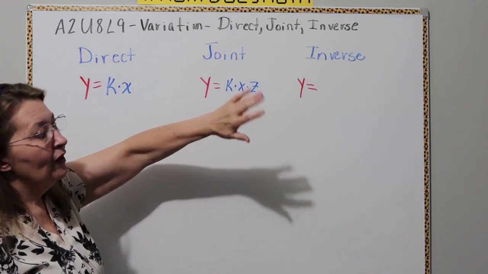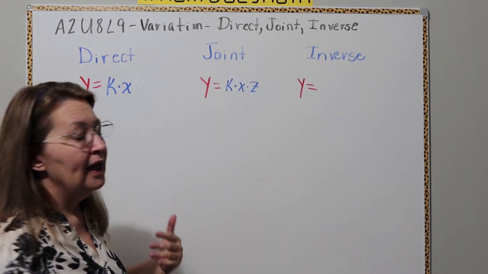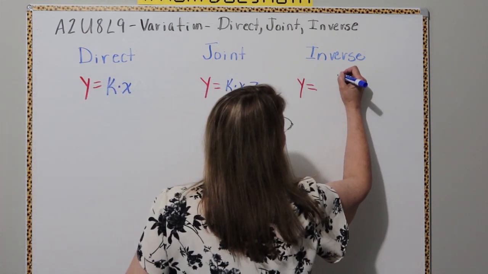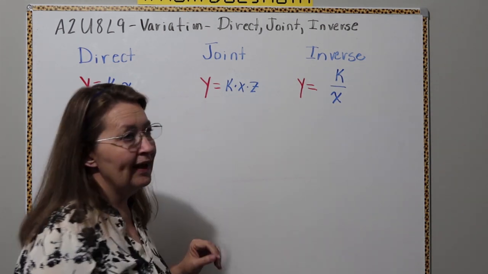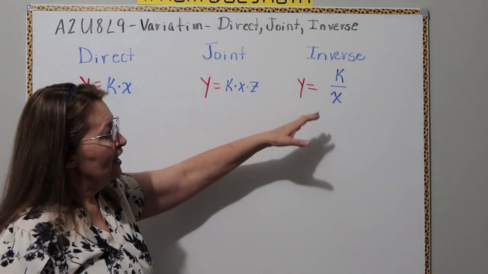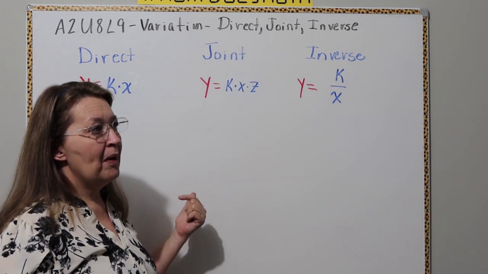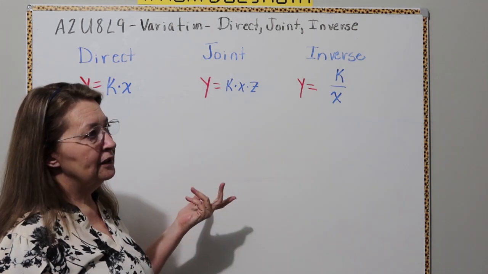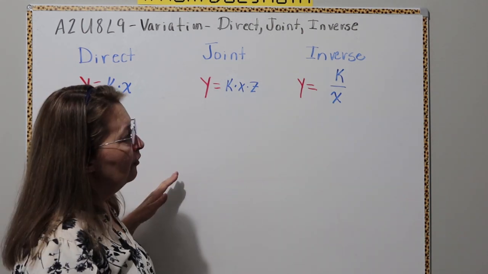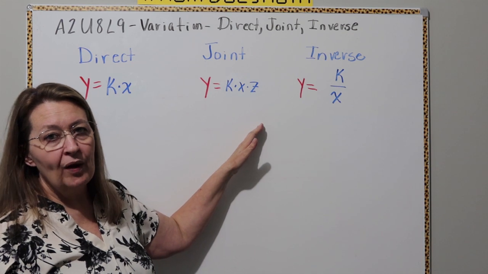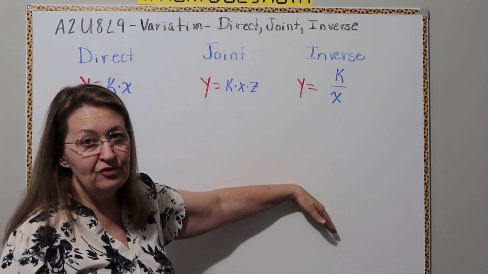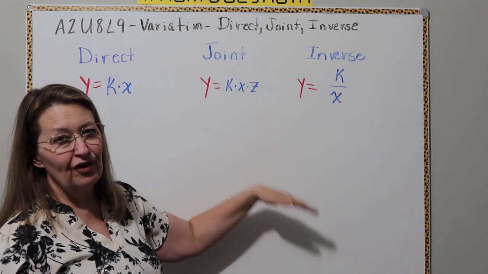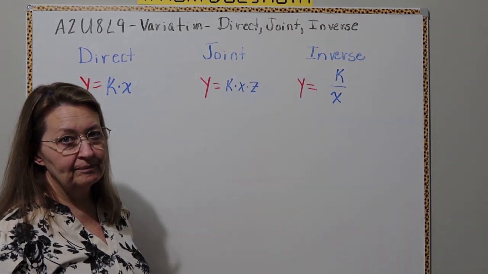Okay. Now inverse is different. Inverse means it goes the opposite way. The model for this is k over x. An example of an inverse variation might be your checking account. The more money you spend, what happens to the value of your account? Your value goes down. So that's what an inverse variation looks like.